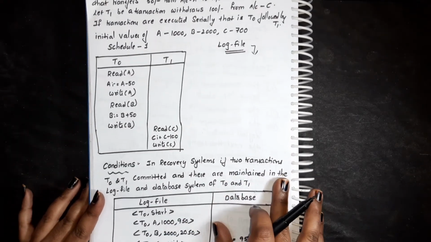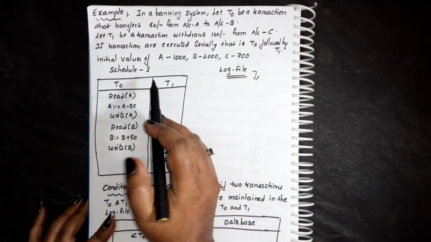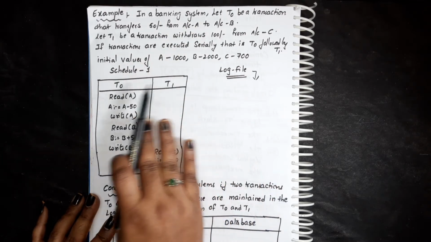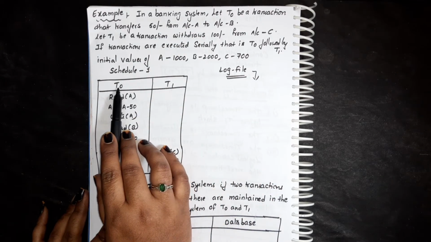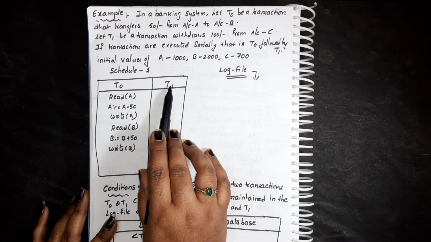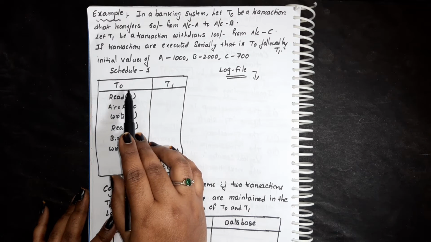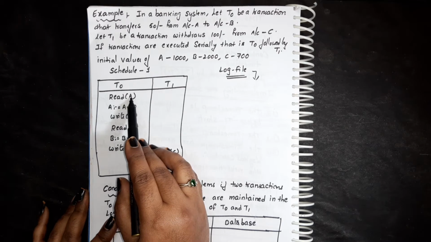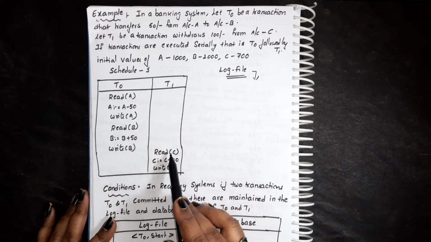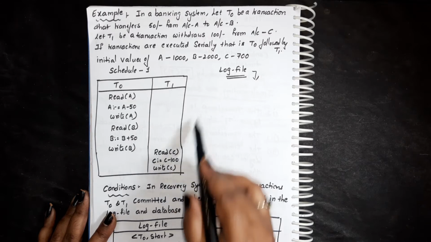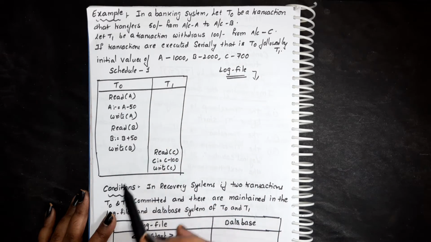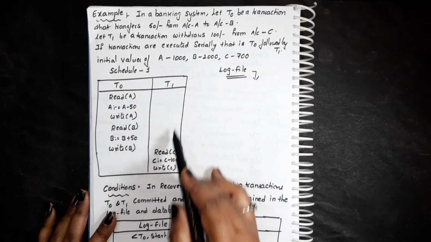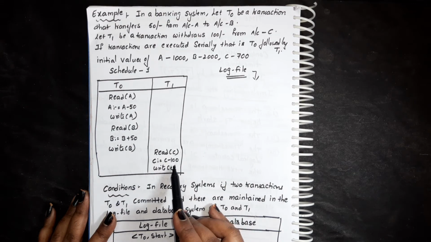Here we can define the example. Already we discussed the banking system example. Here two transactions are going to be executed. The first transaction we call T0, and the second transaction we call T1. In the T0 transaction, the funds are transferred from account A to account B: 50 rupees are transferred from account A to account B. In the T1 transaction, 100 rupees are withdrawn from account C. So the T0 transaction transfers the funds from account A to account B, and the T1 transaction withdraws the amount of 100 rupees from account C.